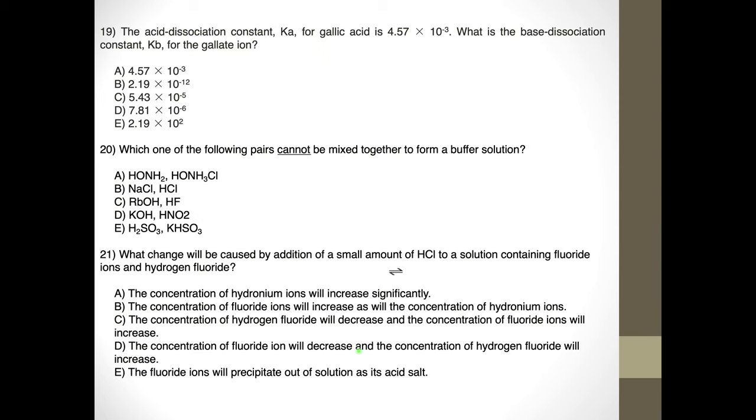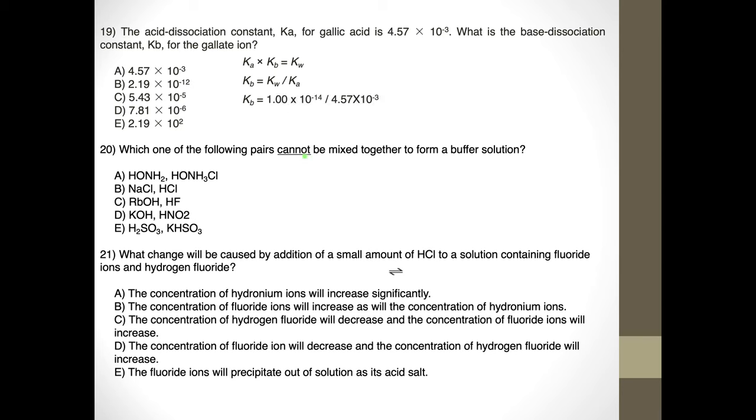Going forward to number 19, the acid dissociation constant Ka for the gallic acid is 4.57 times 10 to the power of minus 3. What is the base dissociation constant, the Kb, for the gallic ion? So we have Ka and Kb. You can use the equation Kw is equal to the constant of the acid times the constant of the base. We can divide the Kw by Ka, and from there we can determine the Kb.